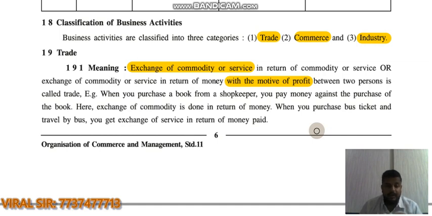Now let us see examples of trade. When you purchase a book from a shopkeeper, it is trade. When you pay money against the purchase of the book, it is exchange of commodity against money. When you purchase a bus ticket and travel by bus, you get exchange of service in return of money paid. So as I told earlier, 75 or 80% of the surroundings is covered by trade. Clear?